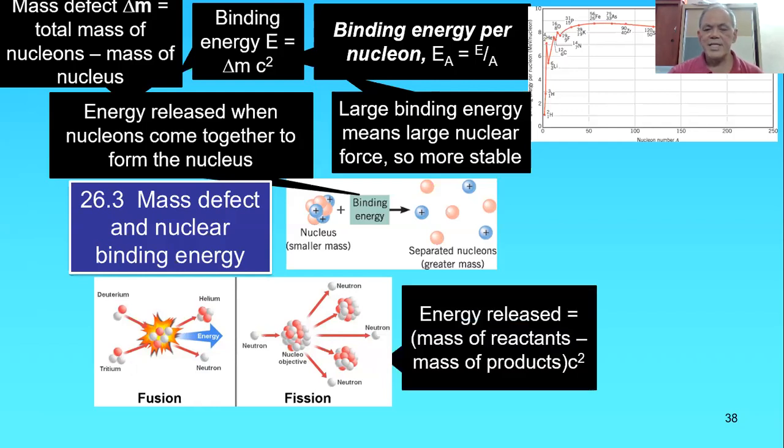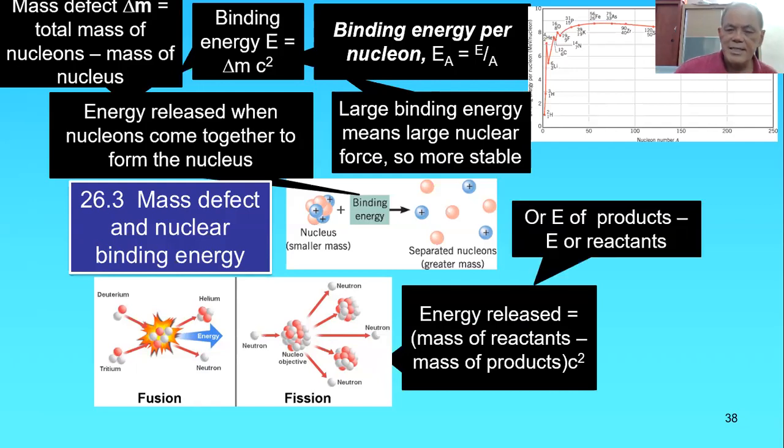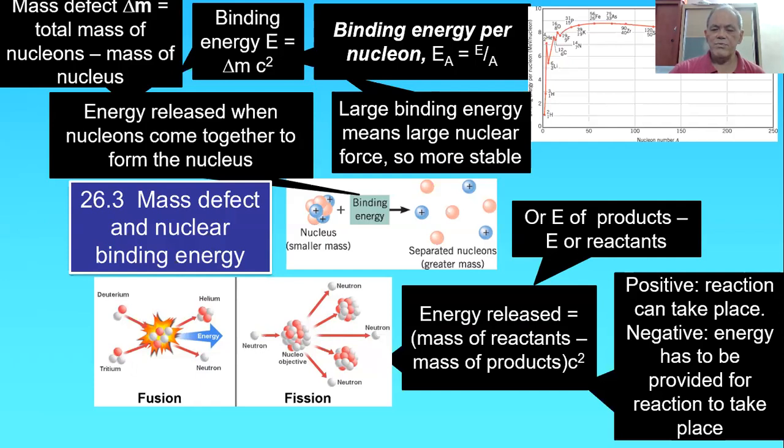Right? Energy release equals mass of reactant minus mass of product, and then the whole thing times the speed of light squared. Or we work with binding energy; remember, we work with the binding energy of product and the binding energy of reactant. So if we get a positive value, then the reaction can take place. A negative value means energy has to be provided for the reaction to take place.